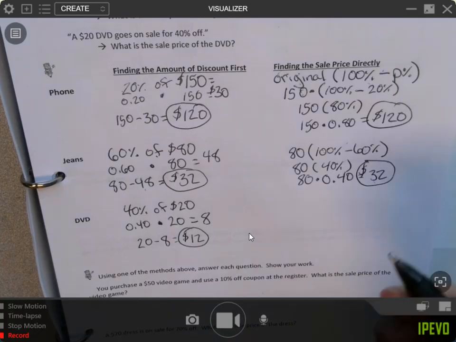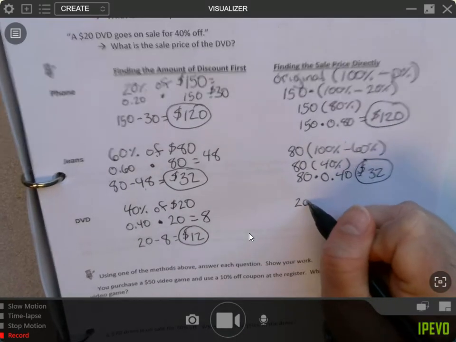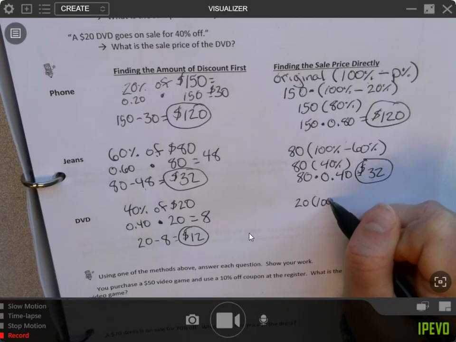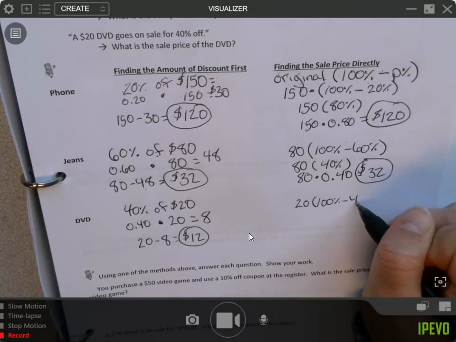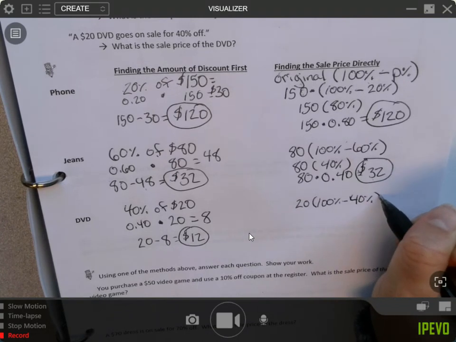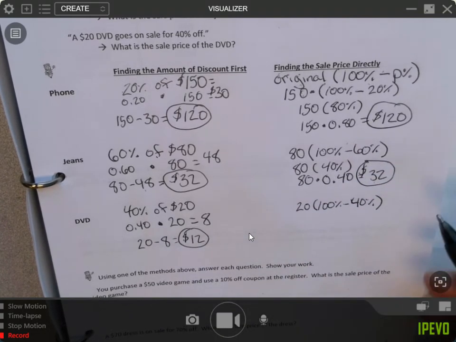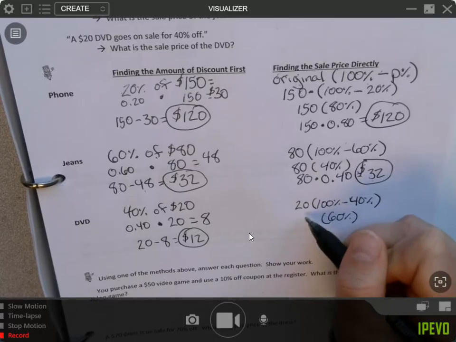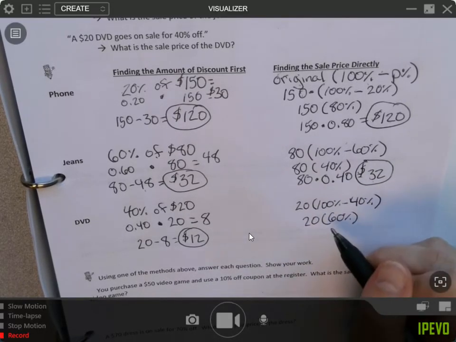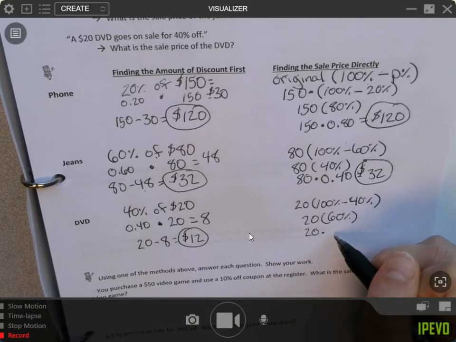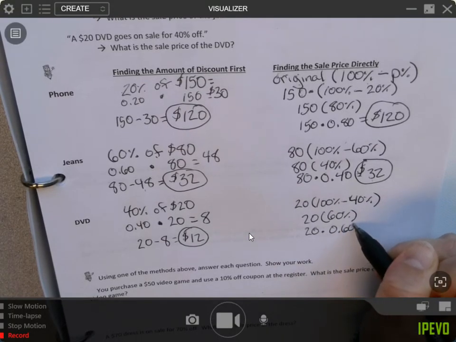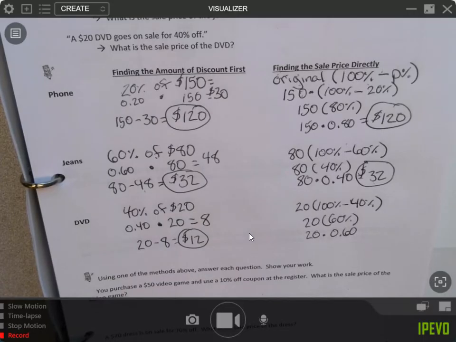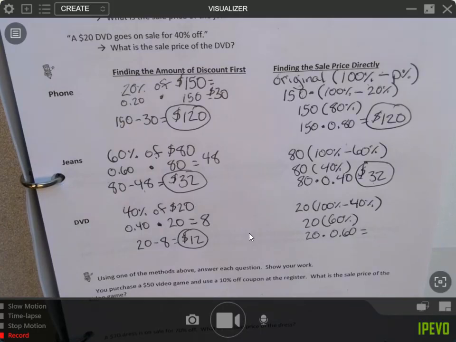The other way of doing it, our original price was $20. In parentheses, we have that 100% minus 40%. So our first step is inside parentheses. So 100% minus 40% gives us 60%. And then we multiply that by our 20. 60%, remember, is 0.60, not 20 times 60. 20 times the decimal, we're converting it. What is 20 times 0.60?